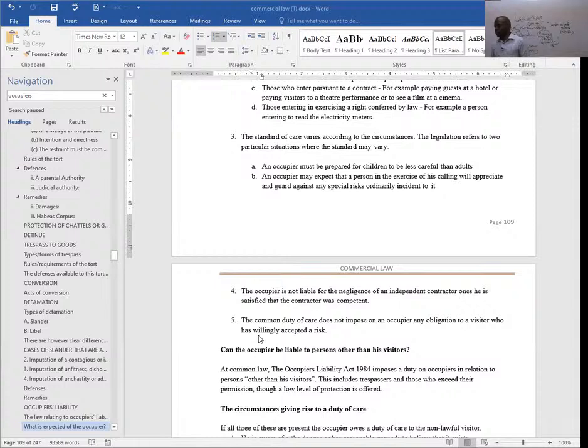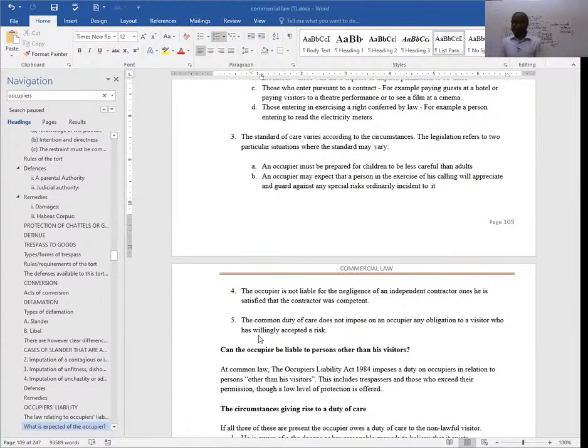Then the common law duty of care does not impose on an occupier any obligation to a visitor who has willingly accepted the risk. So if you've accepted the risk as a visitor entering the premises, the supermarket won't be held responsible. For example, they have clearly indicated that the floor is slippery, but you still enter the premises. So long as they have indicated it, it means you've accepted the risk when you enter the premises, so you cannot hold this particular supermarket responsible.